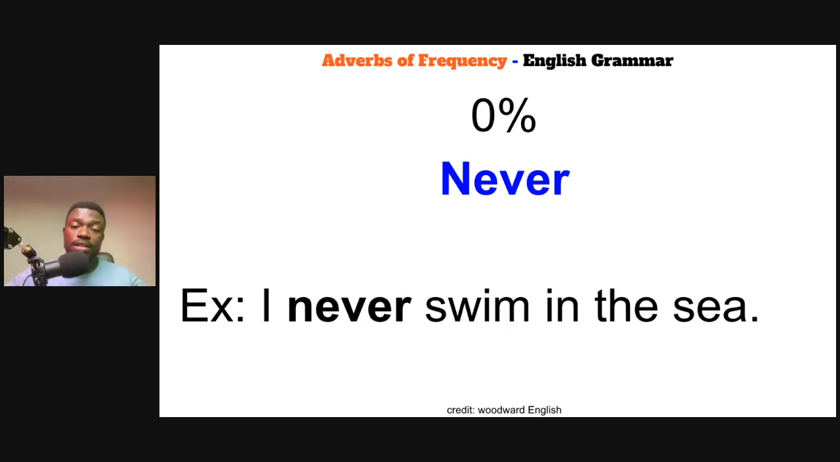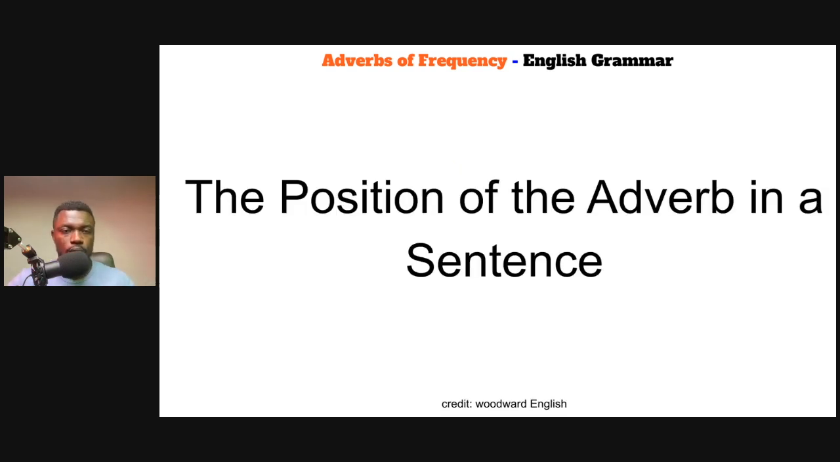OK. Et puis, 0% of the time. 0% of the time is never. Quand tu dis I never do it, ça veut dire que je ne le fais jamais. Il n'y a aucune chance que je fasse ça. I never do it. 0% of the time. OK? All right. So, c'est tout.